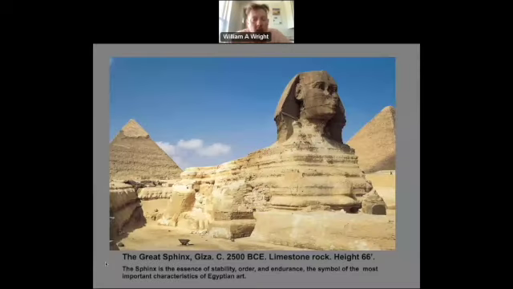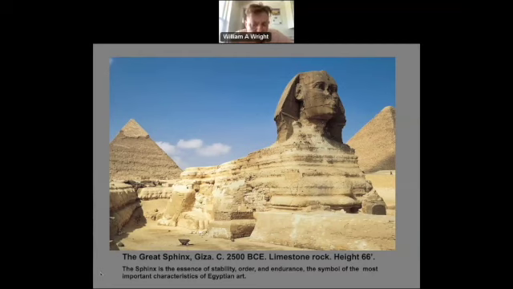It's pretty amazing. In addition to the pyramids in Giza, we also have the Sphinx, built out of limestone. It shows a little bit of a continuation of that veneration for animal spirits and things like that. It's the essence of stability, order, and endurance. The Sphinx symbolizes the most important characteristics of Egyptian art: that endurance, that stability.